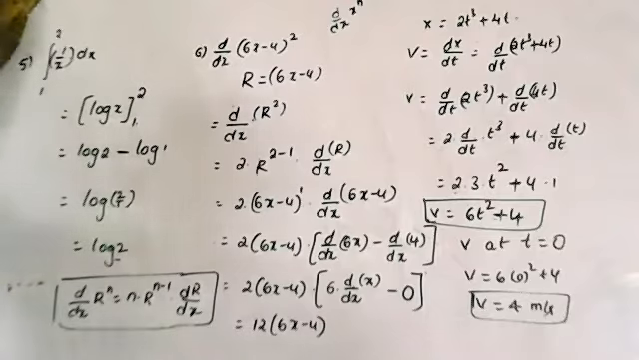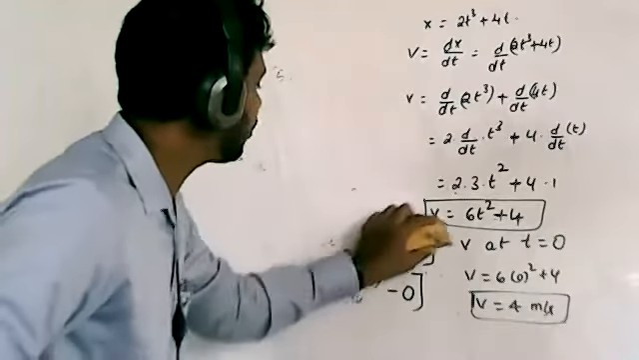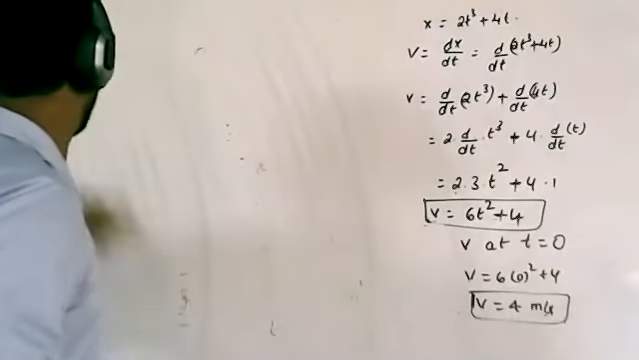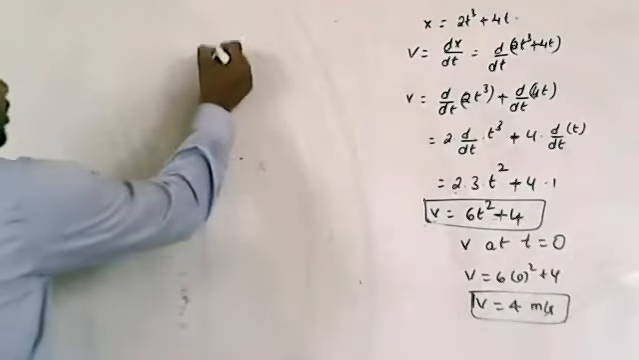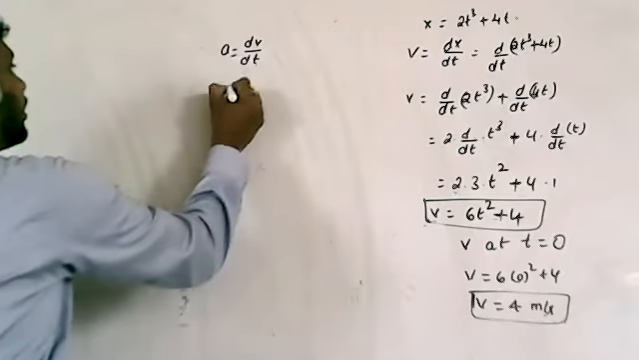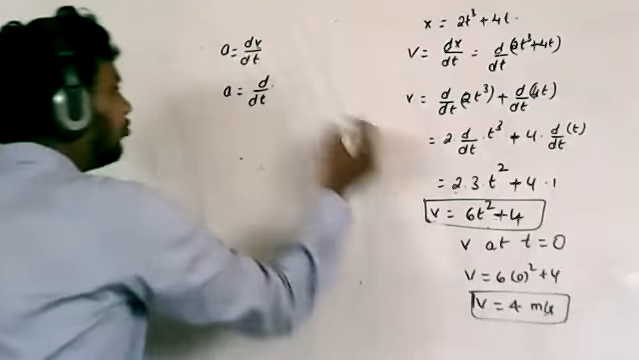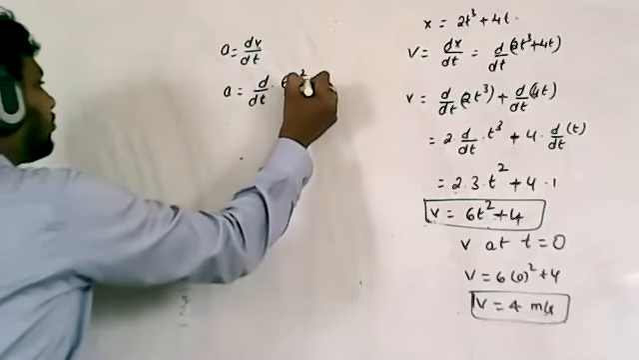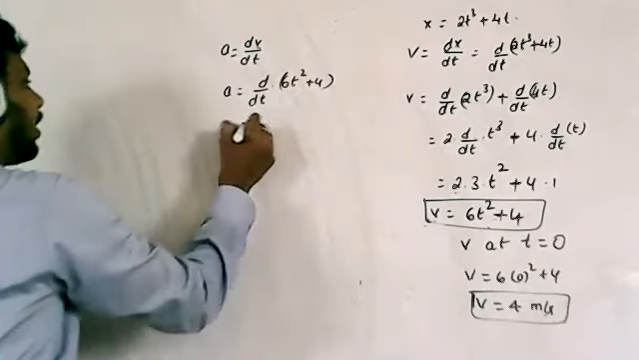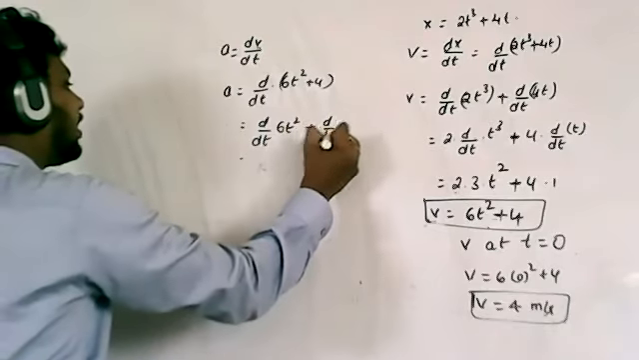Another point they also asked is the acceleration. How to find the acceleration? For that they also gave the formula, a is equal to dv by dt. That is, a is equal to d by dt of the v value. The v value we just calculated is 6t square plus 4.